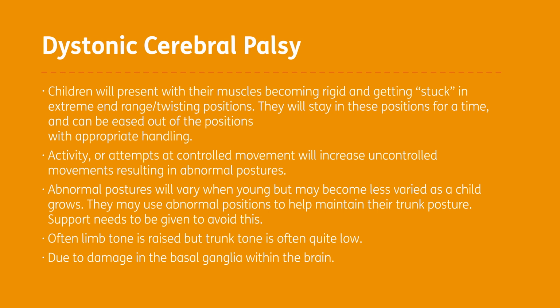Persistent adoption of these postures will also put joints at risk. If they're always extending that elbow as hard as they can, then it puts the elbow joint at risk of bending too far backwards. Quite often the trunk tone is quite low in dystonic cerebral palsy, and it's down to damage to the basal ganglia within the brain. So if you do have a scan, they might be able to spot that it's in that particular area, so you've got an increased risk of dystonic or athetoid CP because they're in the same place. So, athetoid CP.